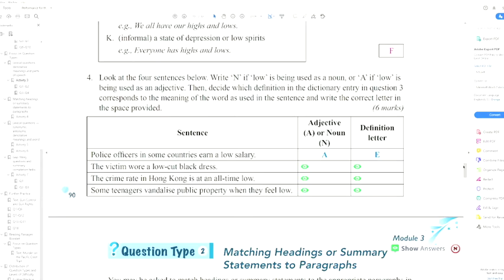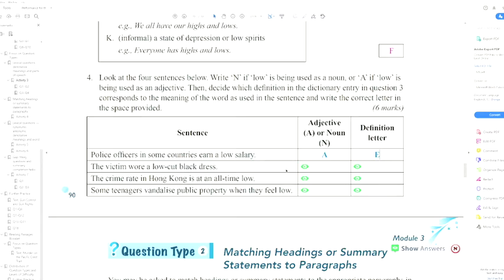Okay, look at the 4 sentences below. Write N if low is being used as a noun. Write A if it's being used as an adjective. And then which of these definitions will it be? Okay, so here let's first start right here. For example, police officers in some countries earn a low salary. Well, it's describing salary. So that would be an adjective, definitely. And it would mean below average in amount.